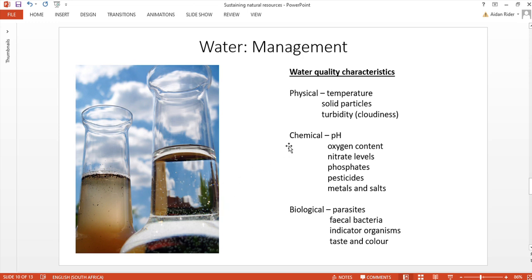Then we look at chemical characteristics like the pH. Water is supposed to have a pH of 7. So if it's either higher or lower than 7, it's bad. Then your oxygen content, you want more oxygen in good water. You can see the oxygen bubbles in this glass. Then your nitrate levels shouldn't be too high. Phosphates also shouldn't be high. And there should be no pesticides in the water. If there's any trace of pesticides, you know you're working with bad quality. Then metals and salts should also be at a low level. Too many of them can make it unsuitable for humans. Imagine drinking the salt water of the ocean. It obviously makes you more thirsty and it's not good quality.